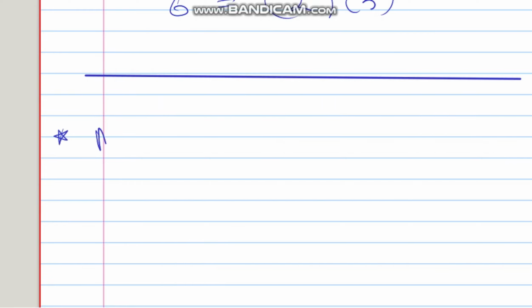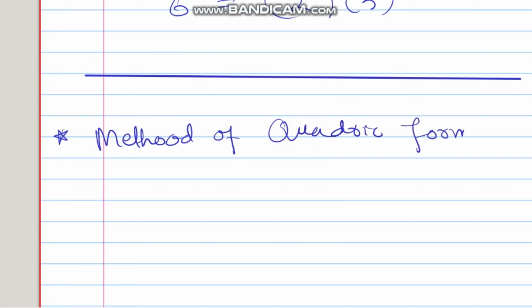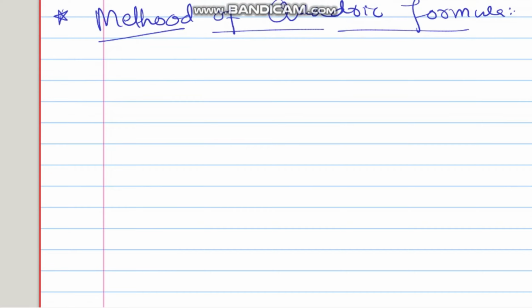The second method is the method of quadratic formula. The quadratic formula method is very easy. I told you before that there are two methods. We covered factorization, and now we are learning about the quadratic formula.